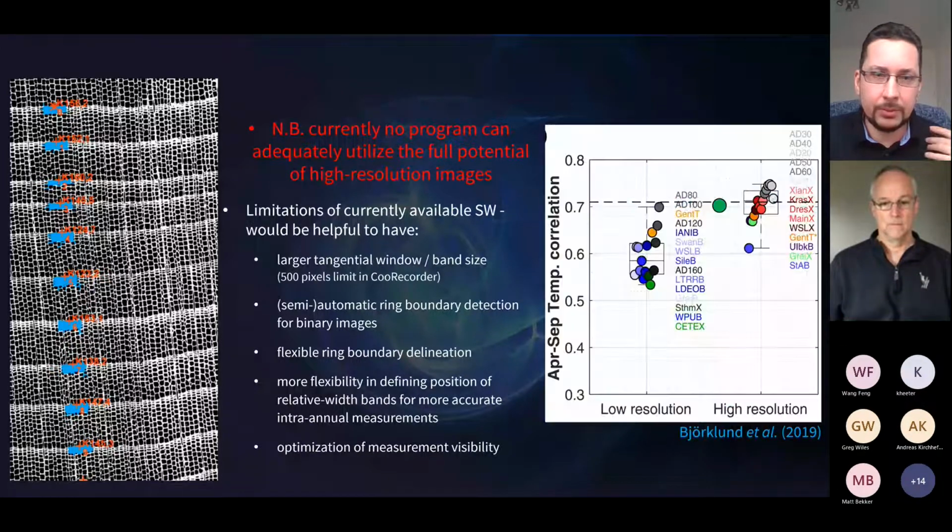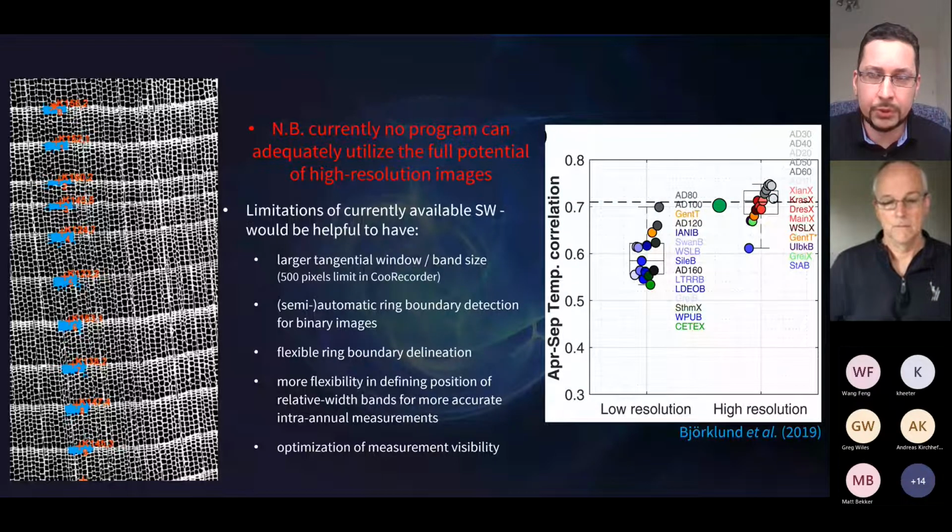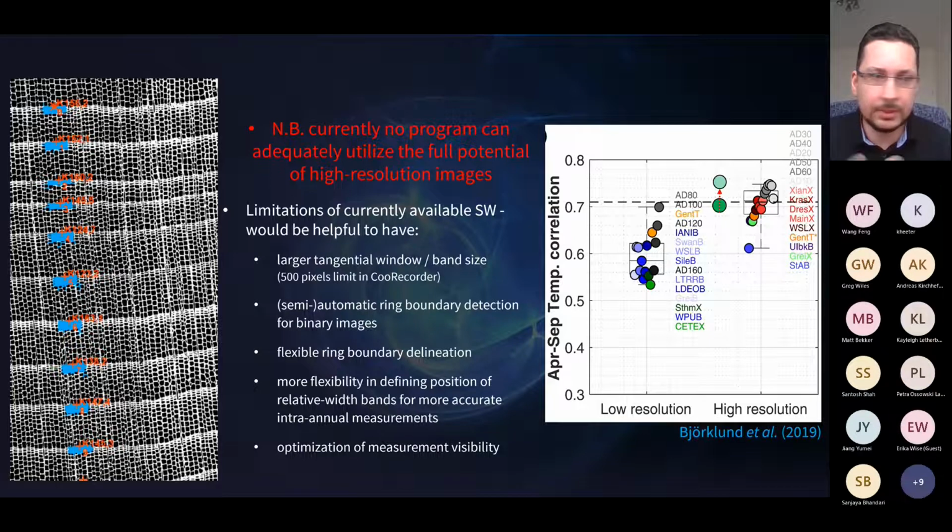Right now, we're not utilizing the full potential of these high resolution images. If we could do this in a more effective way, I would expect that the strength of the inter-series correlations, and also the climate signal, would probably improve even further, and we would probably be on the same playing field as quantitative wood anatomical data sets. So there's still some work to do in this sense.